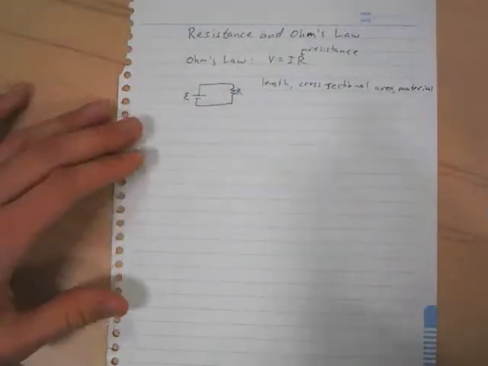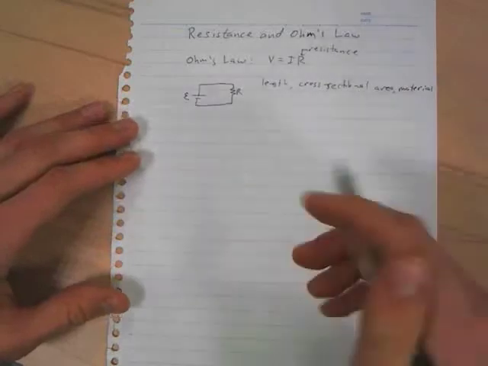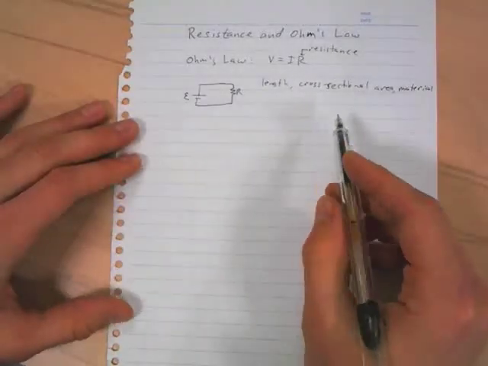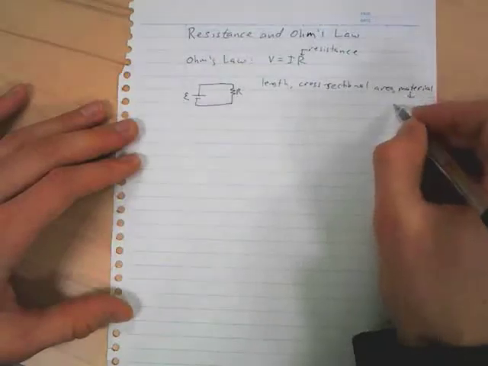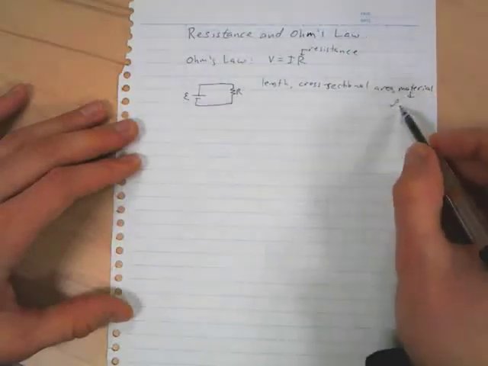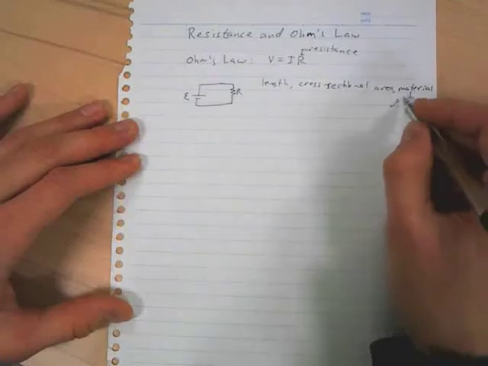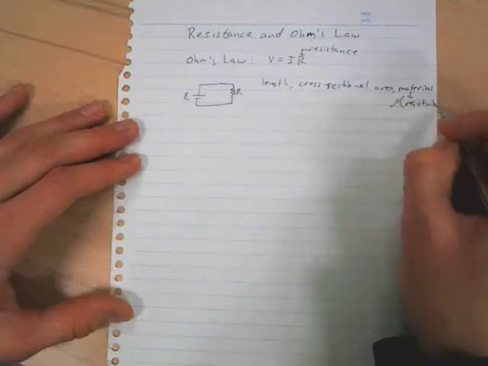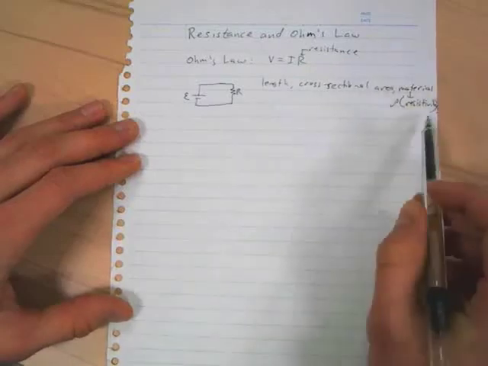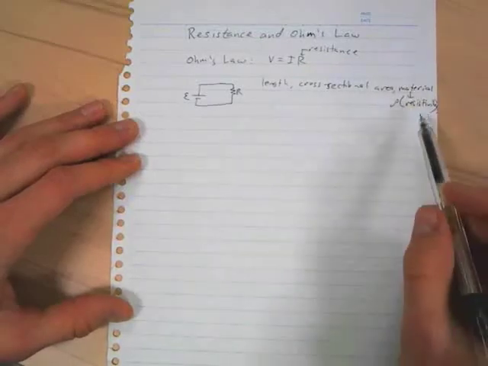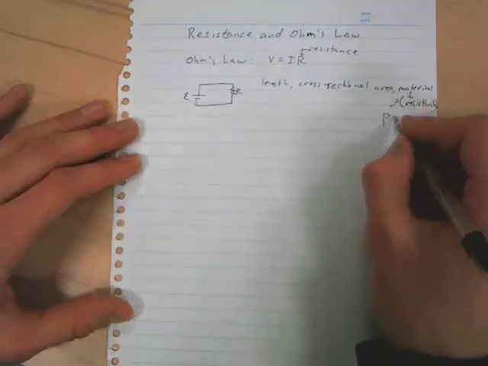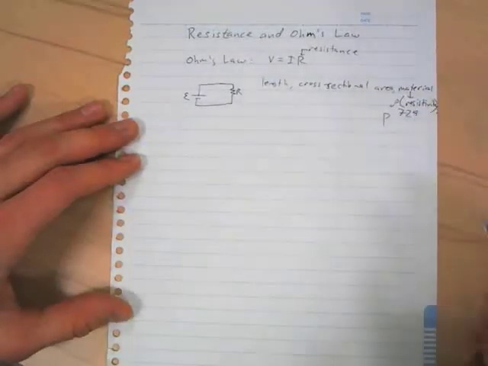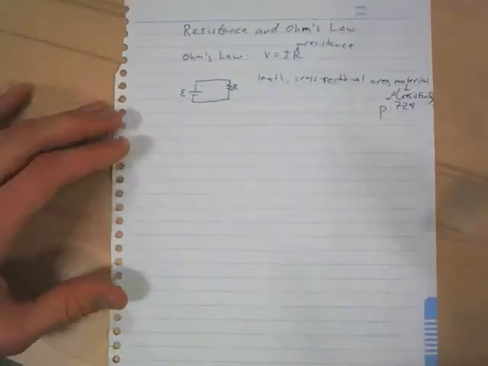There's a table of resistivities. This property of the material is, again, rho. There are a lot of things that are rho. I don't know why. A given material has a resistivity, and that is the property that allows it to conduct or not conduct. And there's a table in your book on page 729 that has a bunch of resistivities.